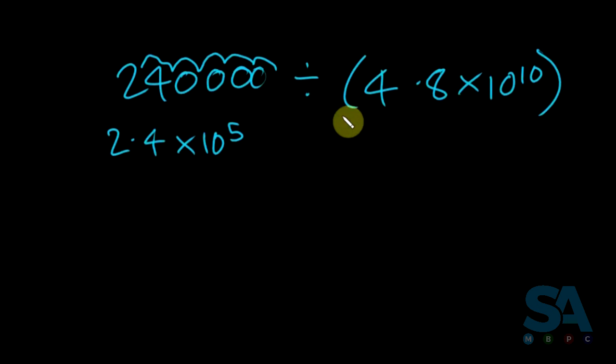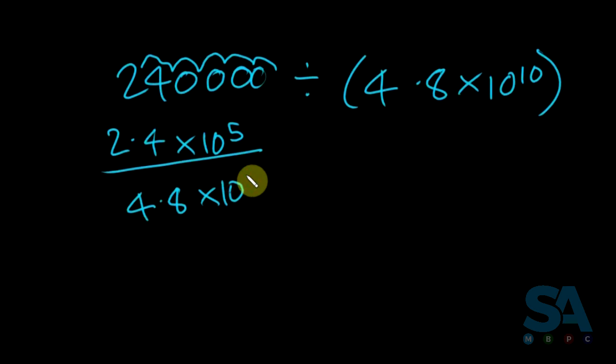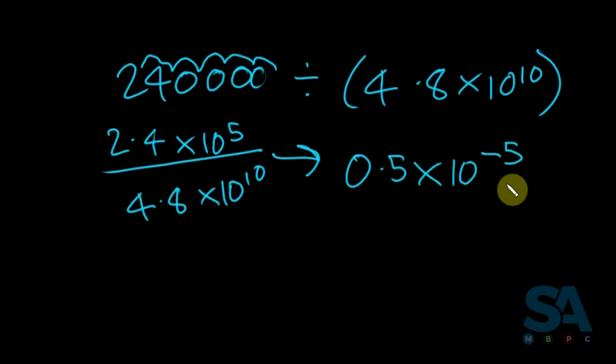So now we need to divide it by 4.8 times 10 to the 10. First thing we want to look at here are the times 10 to the power of n. Following the laws of indices, if we have 10 to the power 5 divided by 10 to the power 10, what we need to do to find the unified indice is to just do 5 minus 10, which would give us minus 5. And for here, we just do 2.4 divided by 4.8, which would give us 0.5. This leaves us with 0.5 times by 10 to the minus 5.